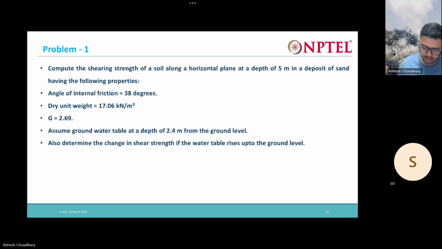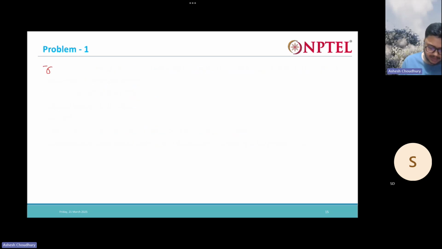So you have a horizontal plane at a depth of 5 meter. And the groundwater table is assumed at a depth of 2.4 meters. Alright, phi is 38 degrees. Now, what is the effective stress at that level?